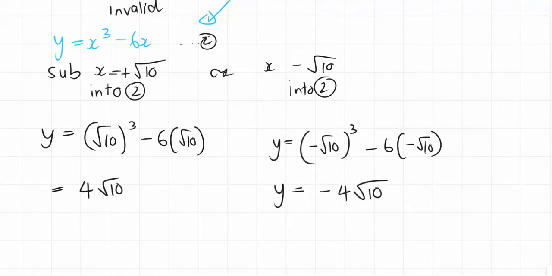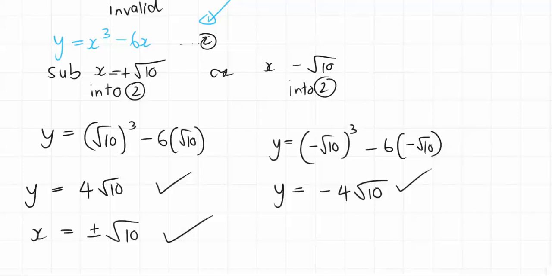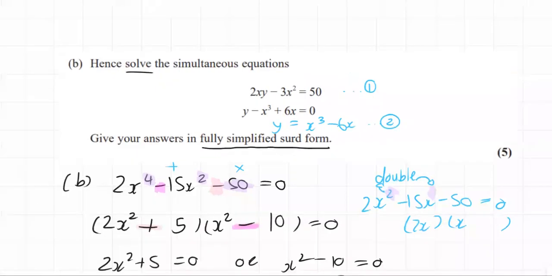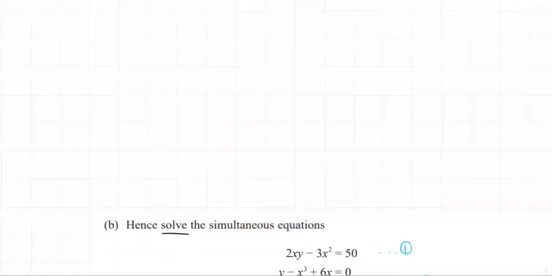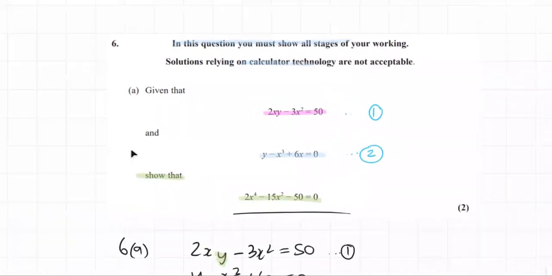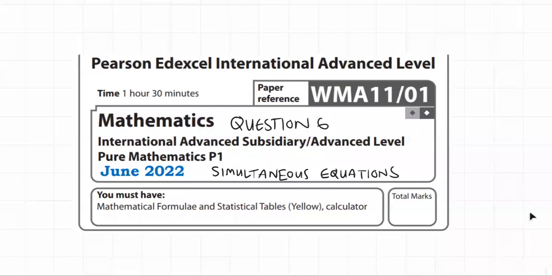And so we have our y's, and our x's were plus minus square root 10. So that's all the answers that we had. And this completes question 6. Solving simultaneously. Started off with this. Right, good.